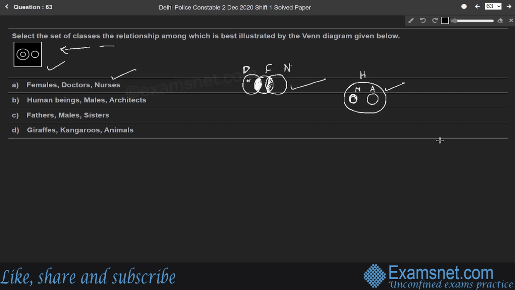Whereas option C: fathers, males, sisters, right? If there is a set of males in which some are fathers, fathers belong to the category of males always. But what about sisters? They are neither fathers nor males. Therefore, the given Venn diagram represents the set of fathers, males, and sisters. Hence, option C is the right answer.